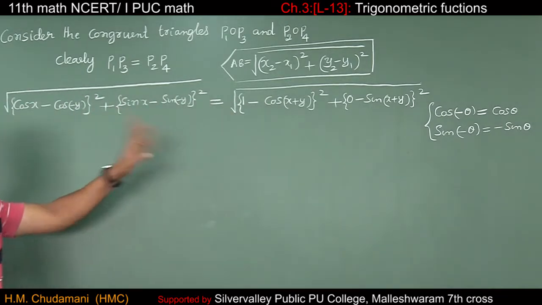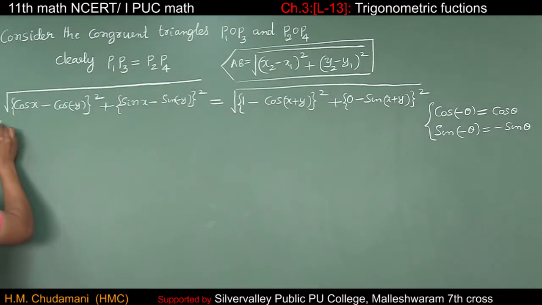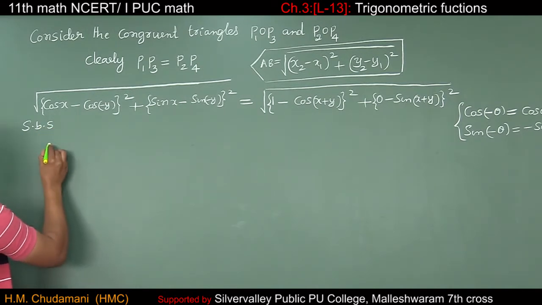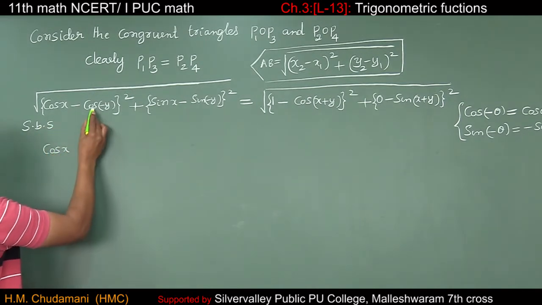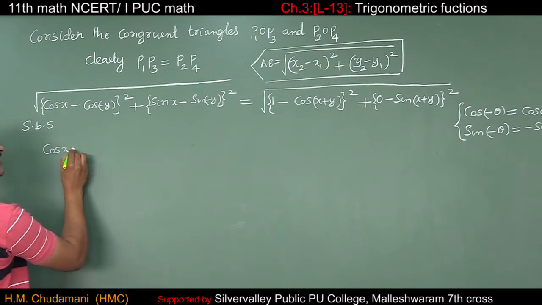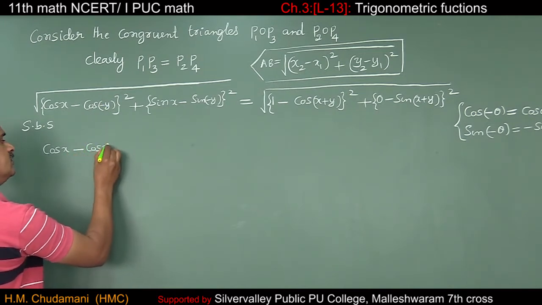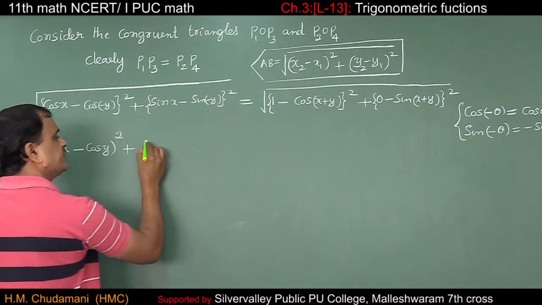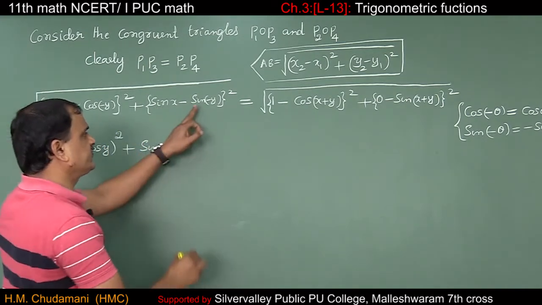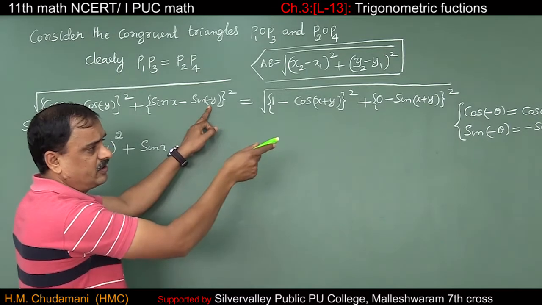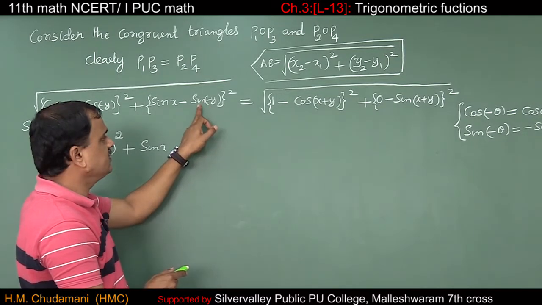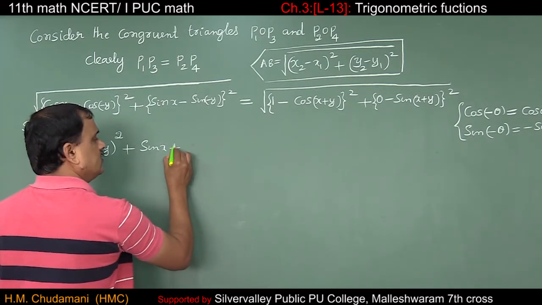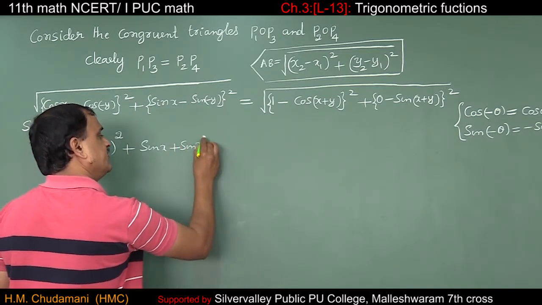Now I don't want the square root, so I square on both sides. If I square on both sides, the square root gets cancelled. This becomes cos x minus cos of minus theta, which is plus cos theta, cos x minus cos y the whole square, plus sin x. What is sin of minus theta? Sin of minus theta is minus sin theta. Sin of minus y means minus sin y. Already minus we have, minus of minus is plus sin y.